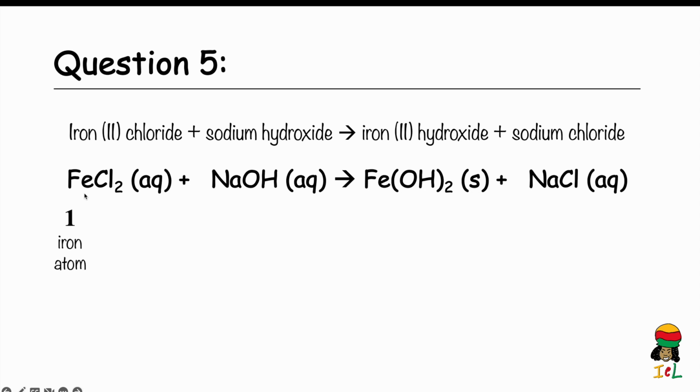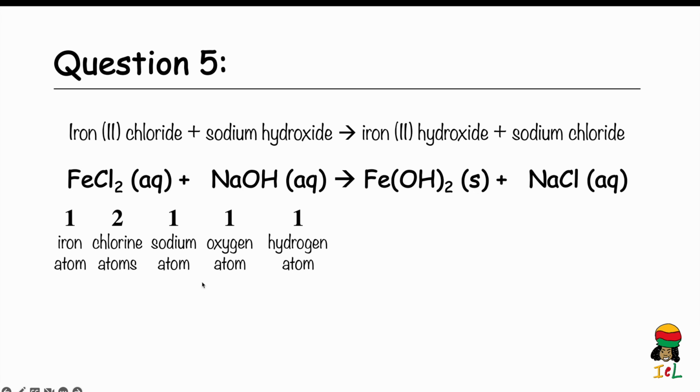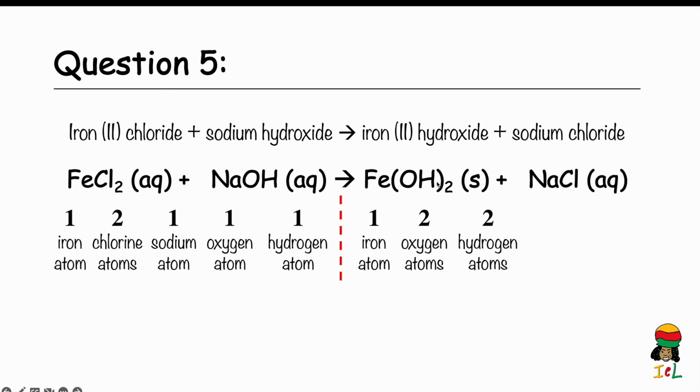We have 1 iron atom, 2 chlorine atoms, 1 sodium atom, 1 oxygen atom, and 1 hydrogen atom on the reactant side of the equation. On the product side, we have 1 iron atom. Note that anything that is within the bracket is multiplied by the number outside the bracket, subscript number here too. So 1 oxygen times 2 gives 2 oxygen atoms and 2 hydrogen atoms. There's also 1 sodium atom and 1 chlorine atom. As we can see, the number of iron and sodium atoms on the reactant side of the equation are equal to their counterparts on the product side.